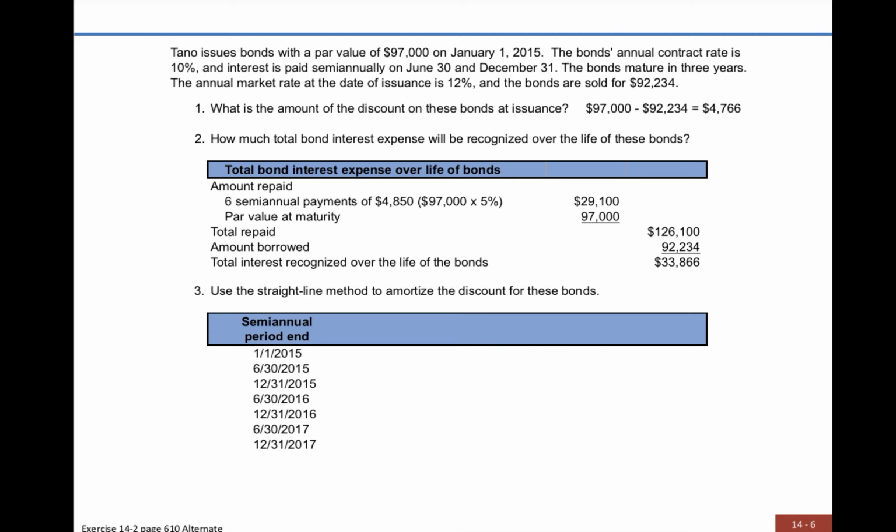And then straight line method to amortize the discount. Again, all we're doing is dividing by 6. $7.94 per period.